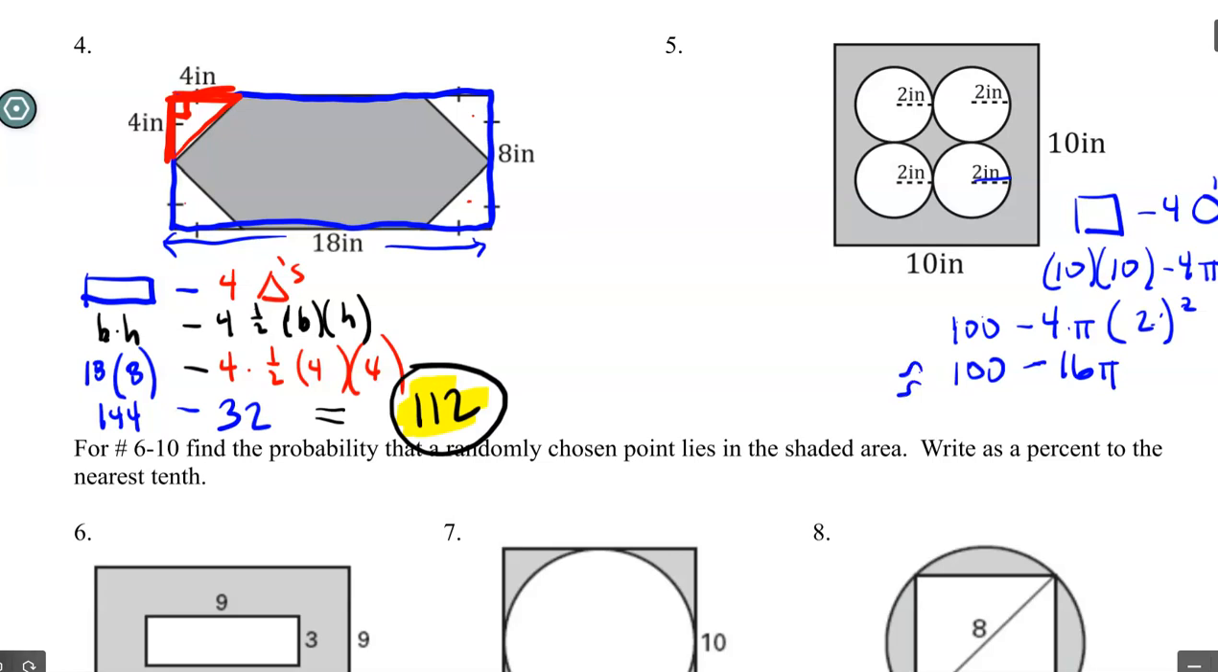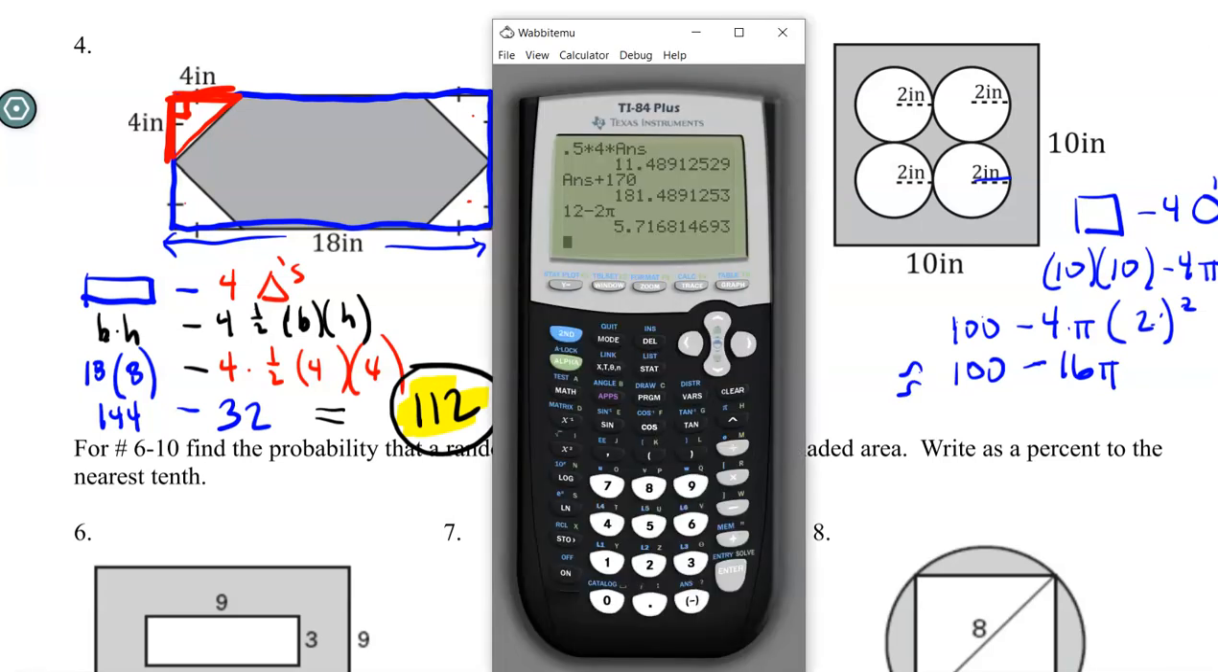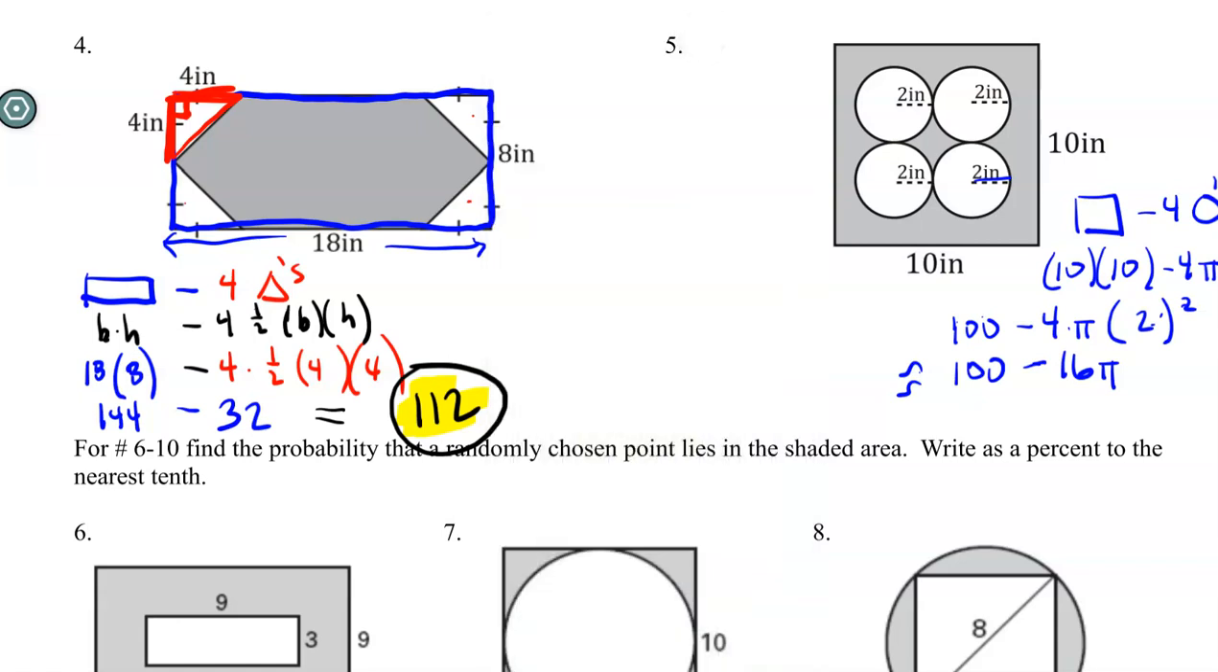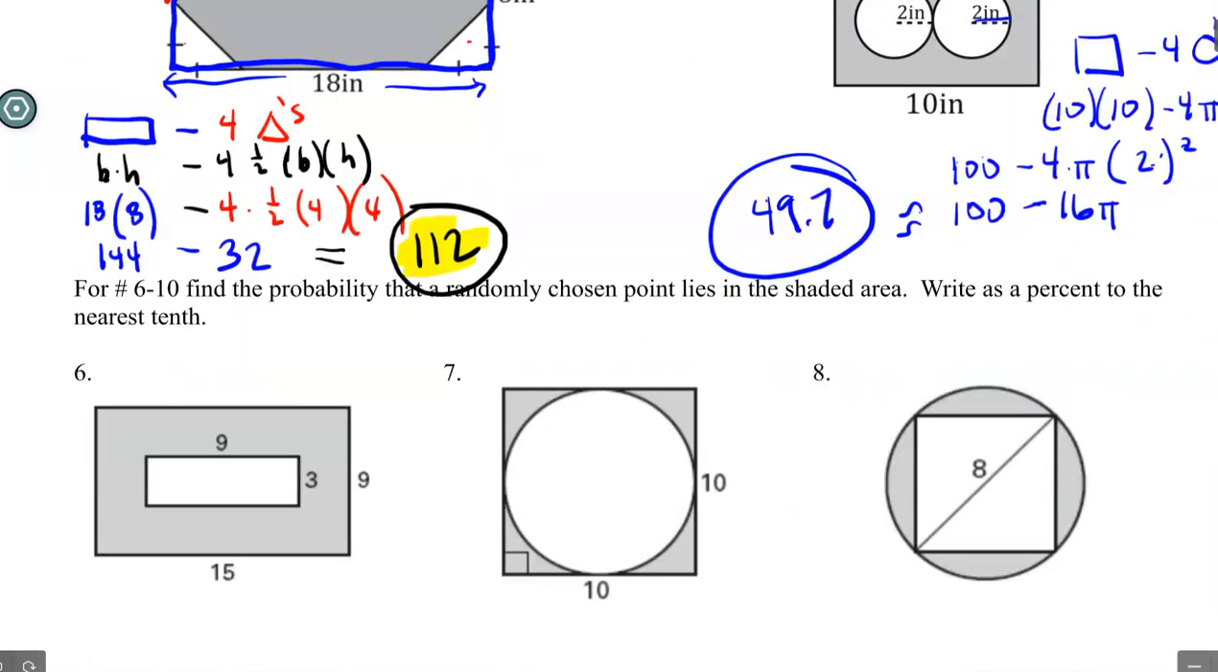But let's get an approximation for that. 100 subtract 16 pi. Bam! 49.7 is what we're going to call the shaded area for number 5. All right.